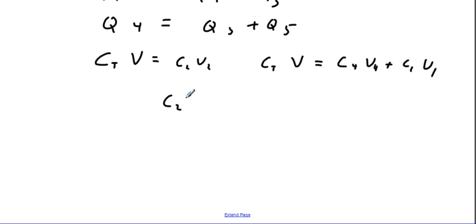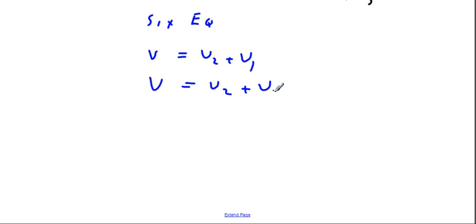And C2V2 has to be C1V1 plus C3V3. Okay, so I'm going to rewrite these guys, and I'm going to have 6 equations. Okay, and they're going to be V is equal to V2 plus V1. V is equal to V2 plus V3 plus V4. V is equal to V5 plus V4.